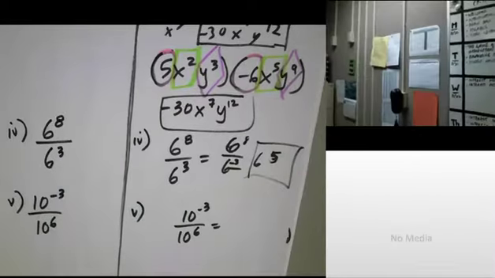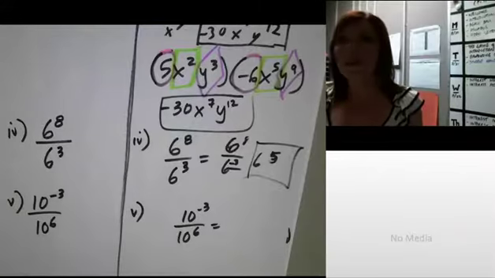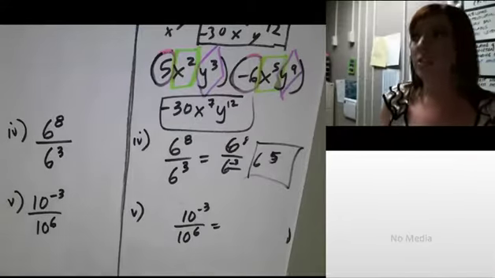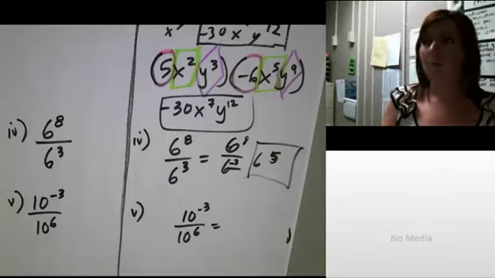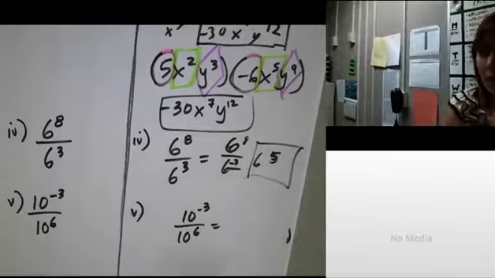How many people agree with Sloan that 6 to the 5th is the correct answer, that you subtract them? Very good. Okay, how about 10 to the negative 3 over 10 to the 6th? What do we think? Is there anyone who would like to do that one? Have all three of you come up already? You have not. Okay, Tyler, come on up.